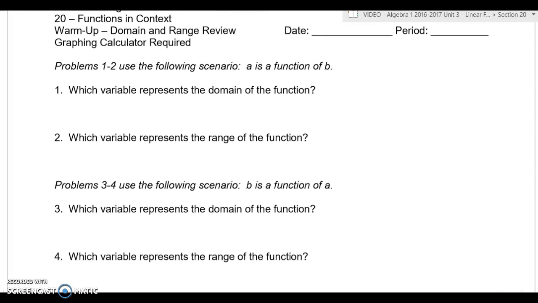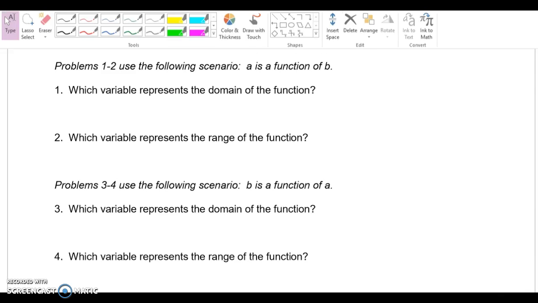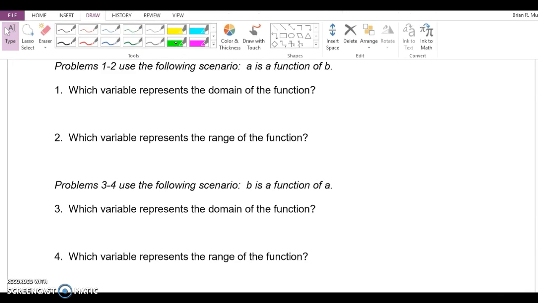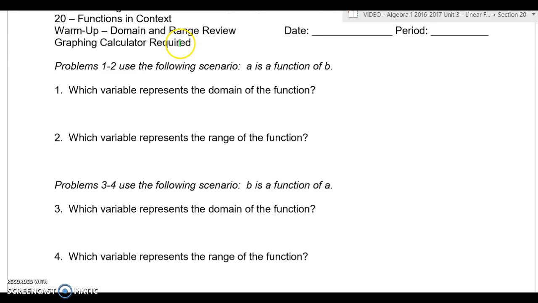For problems 1 through 2, use the following scenario. A is a function of B. So I'm going to do my highlighting here. That of B, that would be our input, and then A would be our output. It says which variable represents the domain of the function. Domain, again, is our inputs, so that would be B. And range would be our outputs, so that would be A.